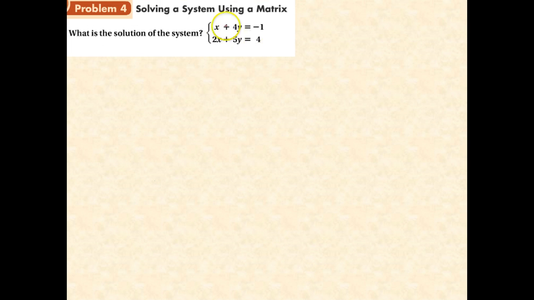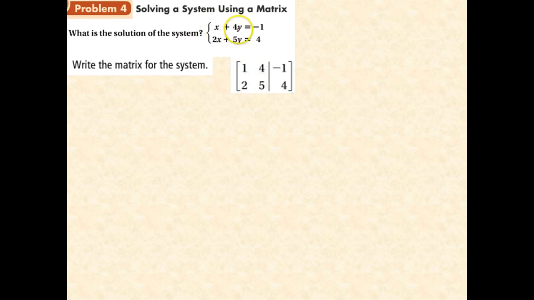So we can solve this using a matrix. And remember, I hinted at calculators at the beginning, and there will be calculators. So just relax. So first of all, we need to write this as a matrix. So boom, there's our matrix. 1x plus 4y is -1. 2, 5, 4.